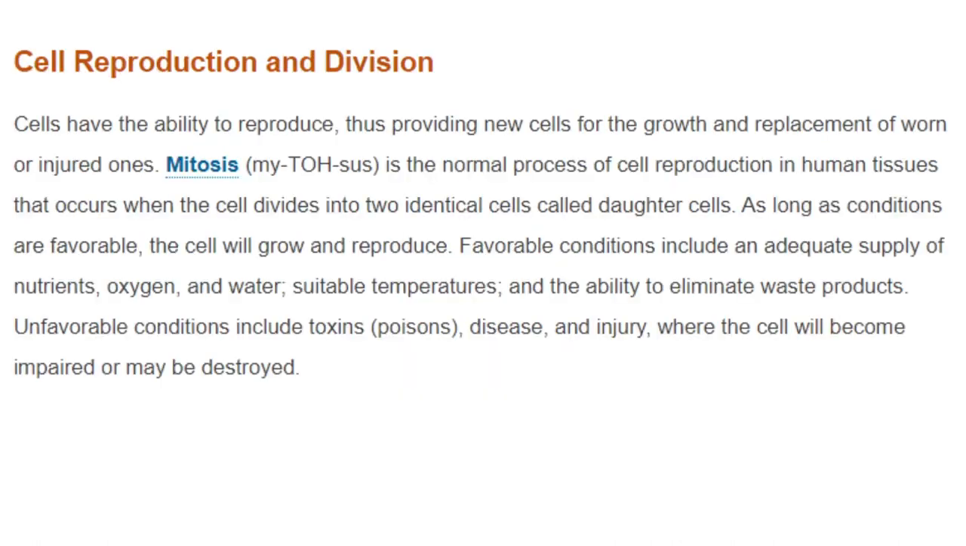Cell reproduction and division. Cells have the ability to reproduce, thus providing new cells for the growth and replacement of worn or injured ones. Mitosis is the normal process of cell reproduction in human tissues that occurs when the cell divides into two identical cells called daughter cells. As long as conditions are favorable, the cell will grow and reproduce. Favorable conditions include an adequate supply of nutrients, oxygen, and water, suitable temperatures, and the ability to eliminate waste products. Unfavorable conditions include toxins, poisons, disease, and injury, where the cell will become impaired or may be destroyed.